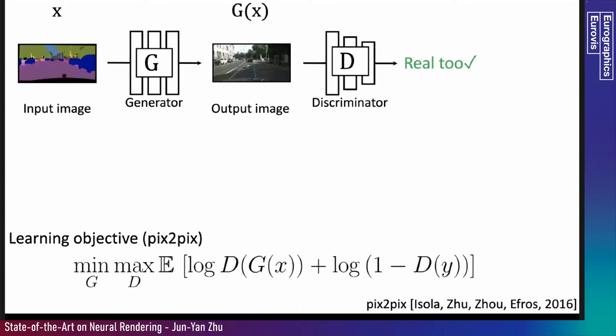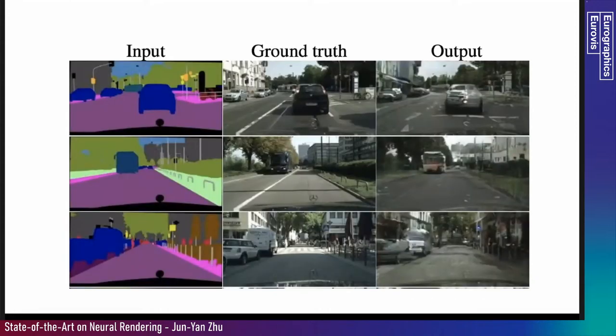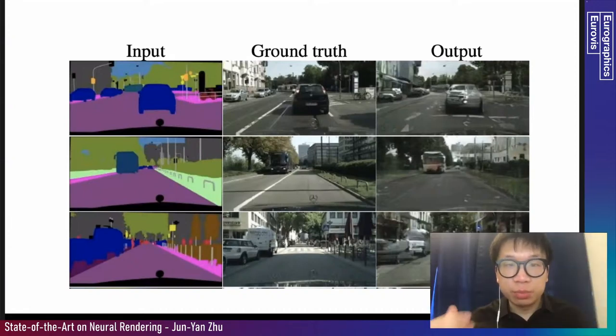To address this mismatch, we feed both the input and output to the discriminator. This encourages the discriminator to decide whether the input-output pair is real or fake. By doing this, we can produce an output that corresponds to the input semantic label map. This allows us to generate an image given a semantic input.